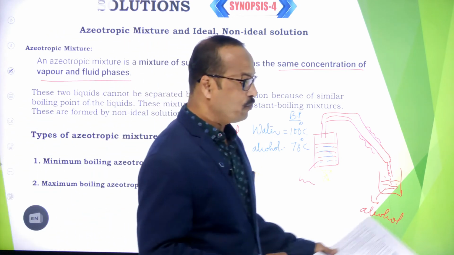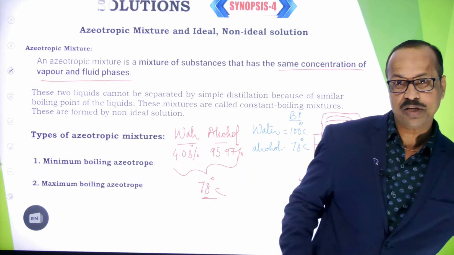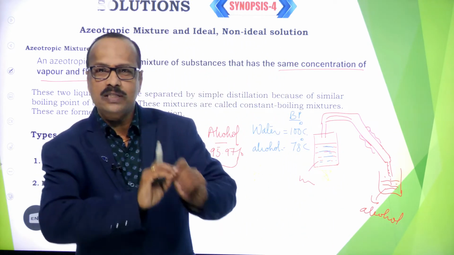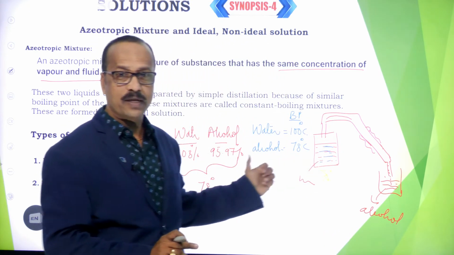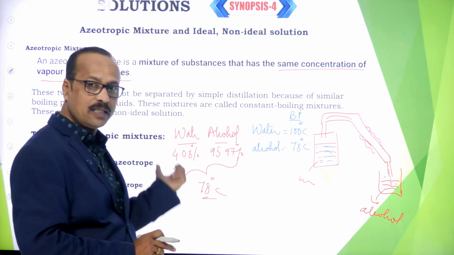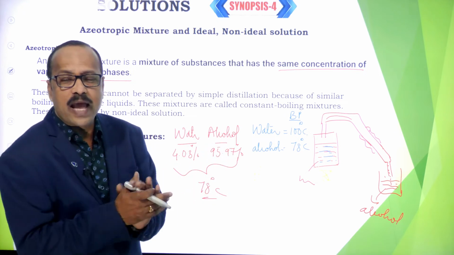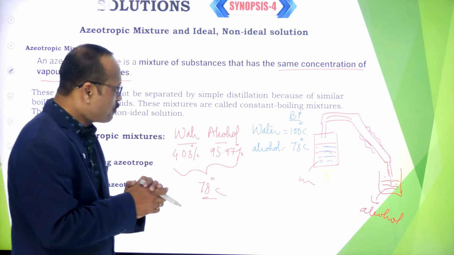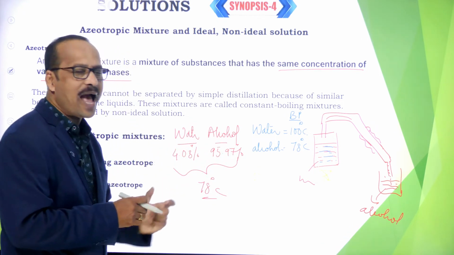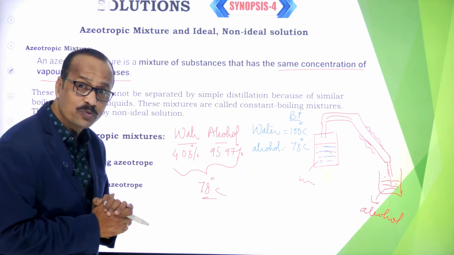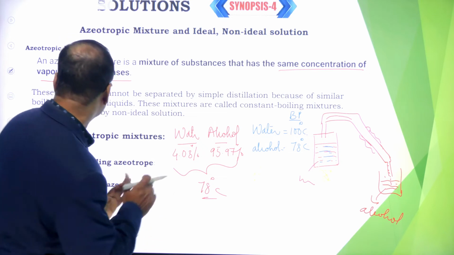Now, if I take the mixture in this particular ratio, I can't separate it. Otherwise I can separate it. But with the same solutions in this particular proportion, I cannot separate this water and alcohol by fractional distillation. Clear to you? Very easy. Okay, so that is it.